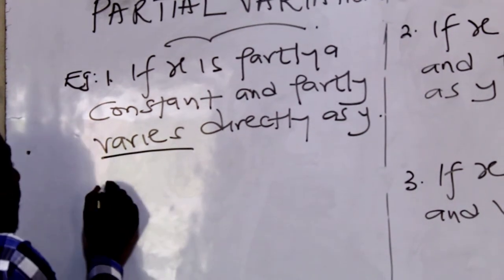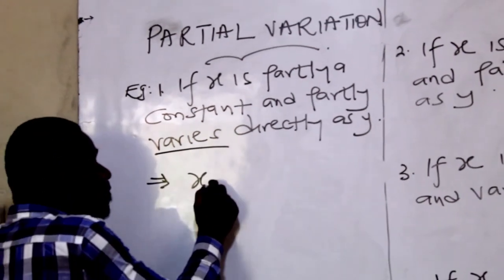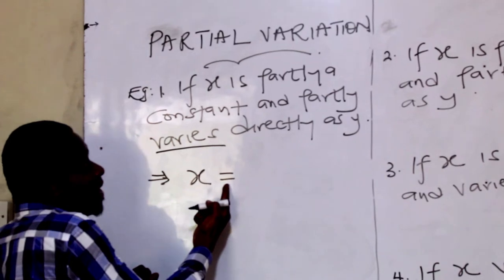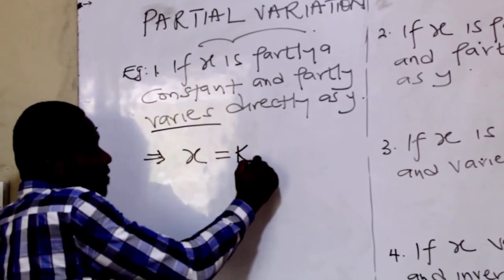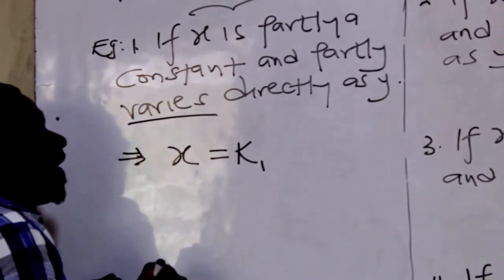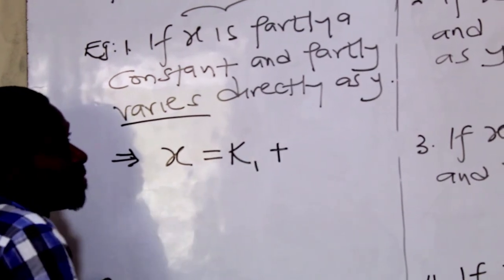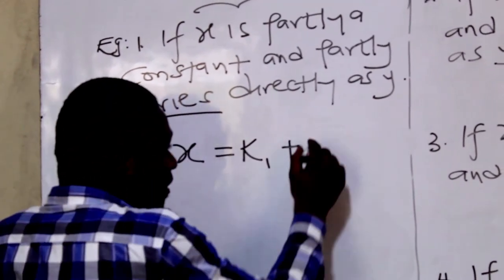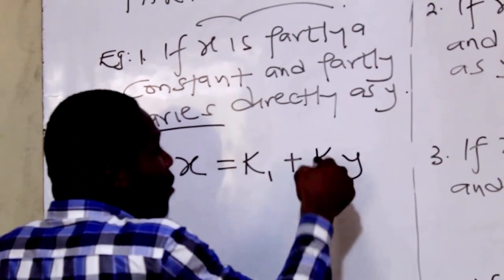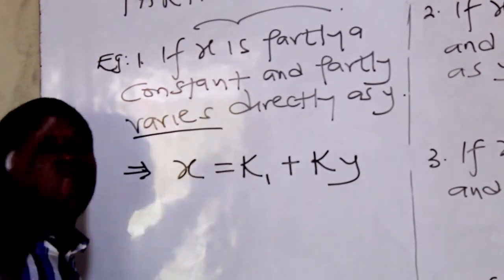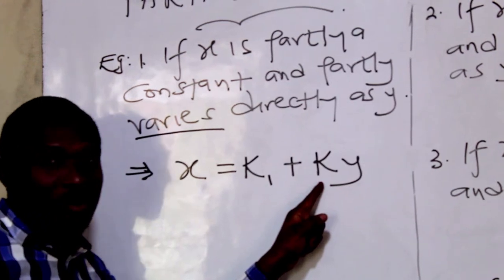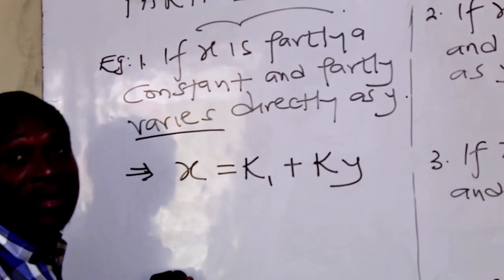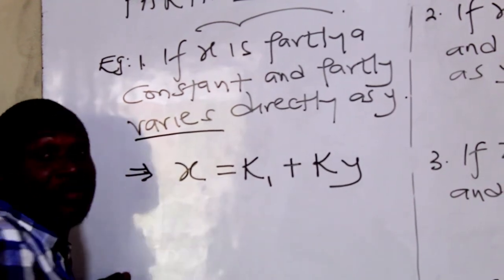So let's quantify them. If x is partly a constant, in mathematics, that is equal to K1, plus partly varies directly as y. How can you vary as y when there is no constant? That's not possible. So once you are varying another quantity, there is a constant there. So these are the two constants to be determined.